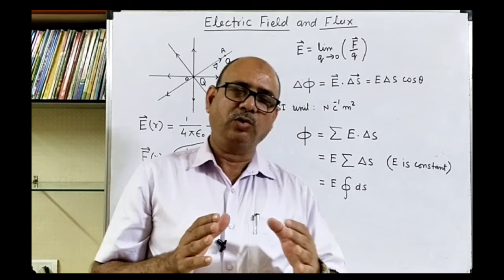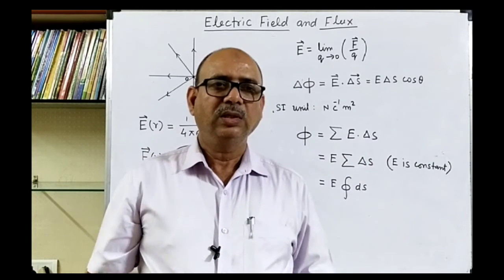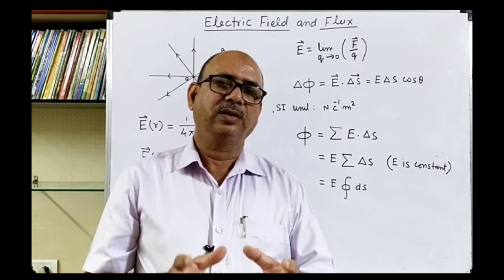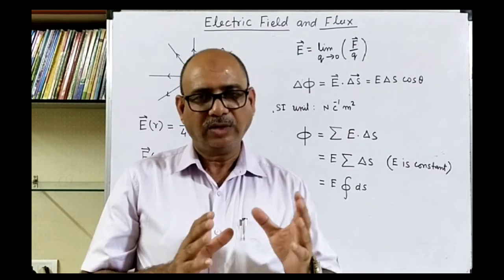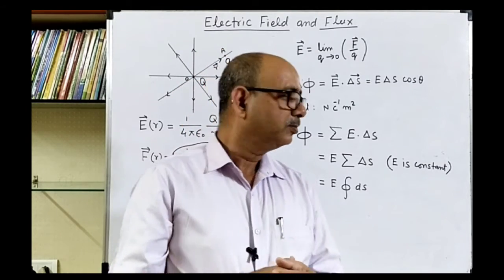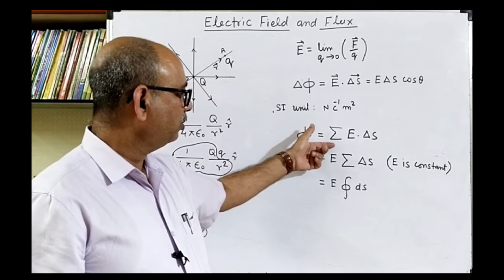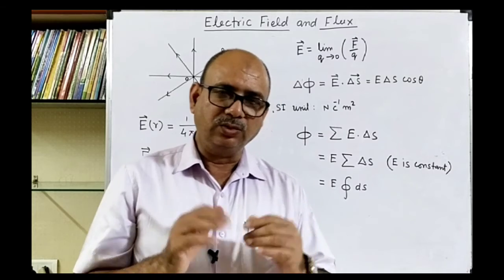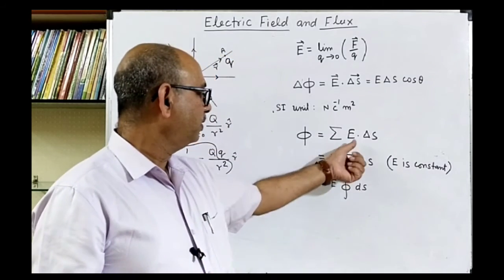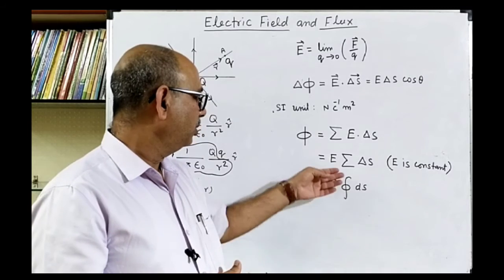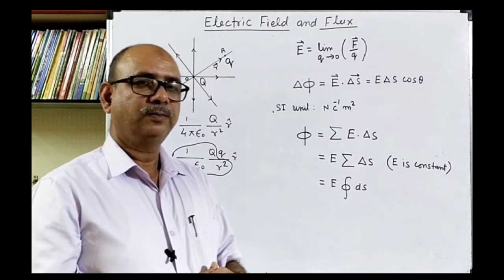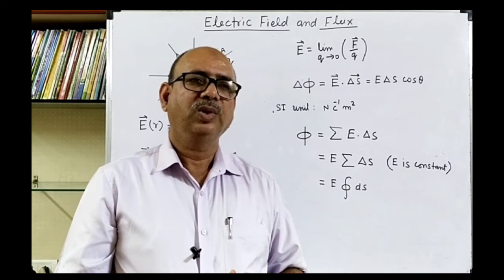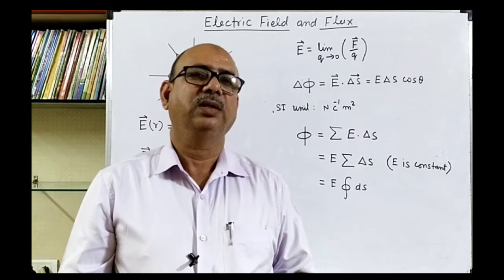If we want to calculate the total electric flux passing through the entire surface area, then we need to add the electric flux passing through the individual small areas. That means total flux phi is equal to the summation of E dot delta S. Suppose the electric field is uniform, that means constant, we can take the electric field outside. It will become E times the summation of delta S. We can find the total surface area, multiply it with the electric field, and we will get the total electric flux passing through that area.